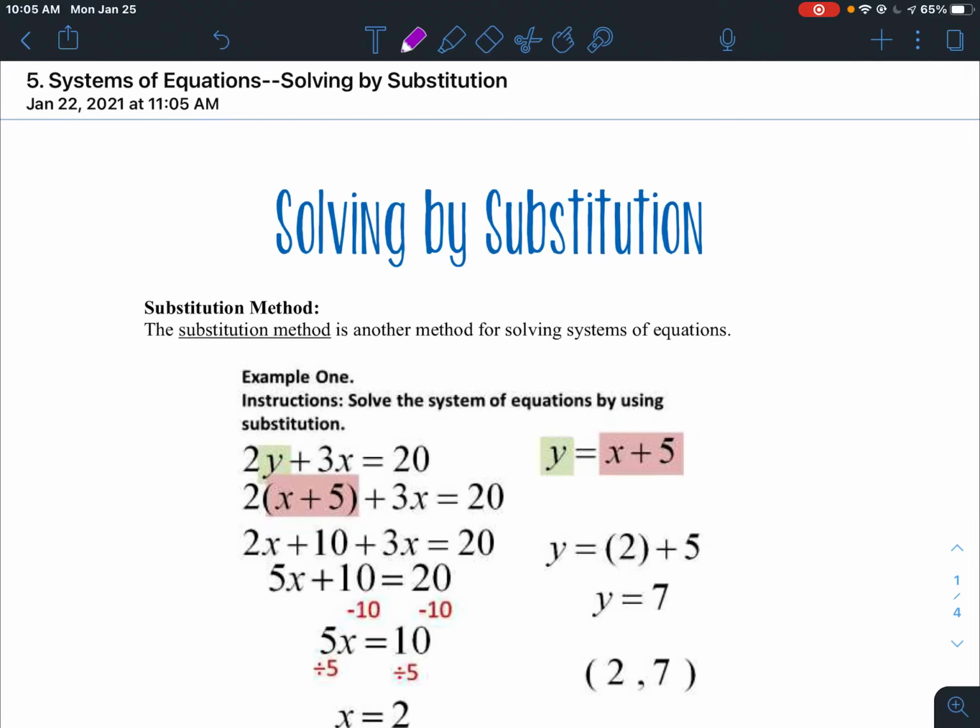Systems of equations, solving by substitution. So today we'll be doing the third method of solving systems of equations. This one is known as substitution because we are going to be substituting something into another equation.